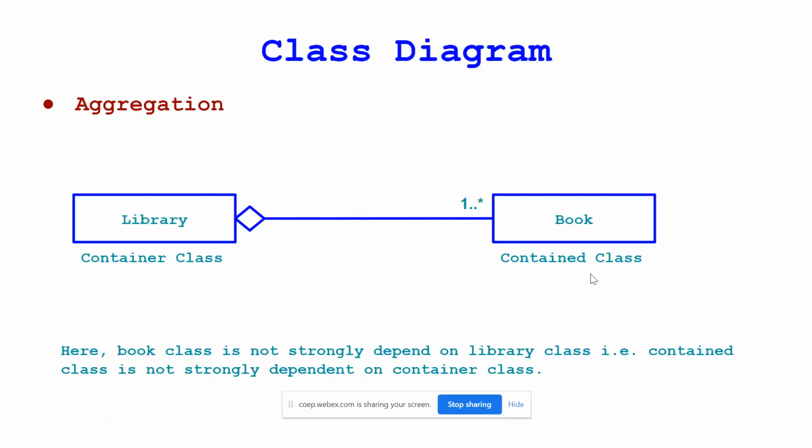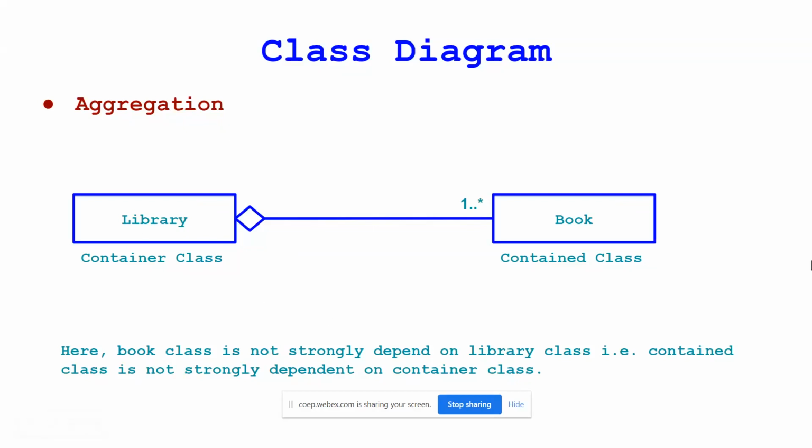But one thing you need to understand here: the book class is not strongly dependent on the library class. That is, the contained class is not strongly dependent on the container class. The reason is that it is not necessary to keep books only in the library. We can keep these books on a table at home, in our office, or anywhere. It's not mandatory to have the book only in the library. That's why we say the book class is not strongly dependent on the library class. This is the thing in aggregation. Have you understood this? Library is one class, book is the second class.